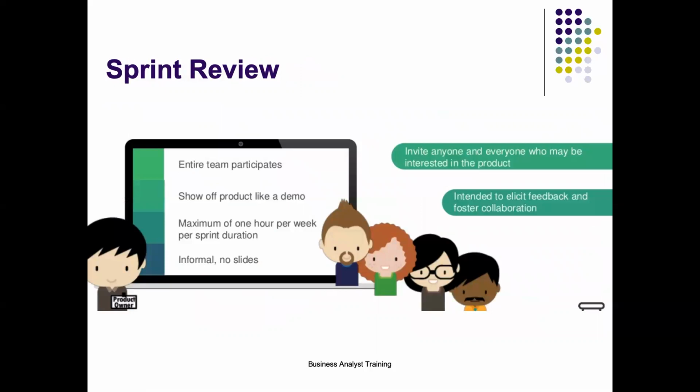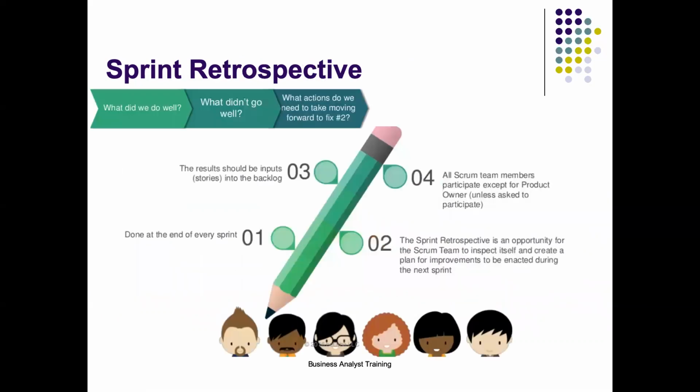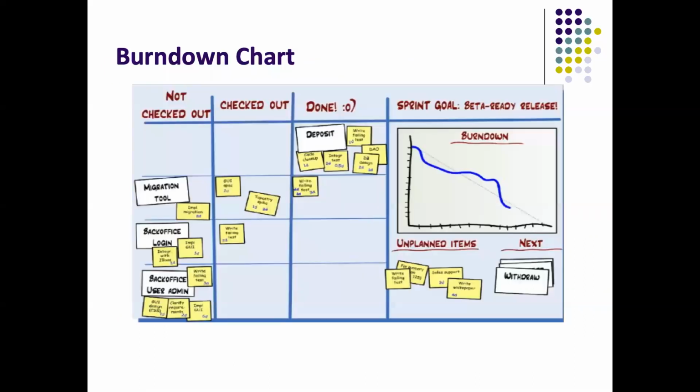Sprint review is where everyone from the Scrum team is invited, and whoever is interested in the product, right? And then you show off your product like a demo, no slides, nothing. It's very informal, right? You're just trying to showcase what you have built. Sprint retrospective: what did we do well, what didn't go well, and what are the actions we need to take moving forward. So these are three things you will discuss as a team. Again, the important factor here is the product owner is not required. When they are asked, then you can join. But as a product owner, you're not required in this meeting. When the team requires you, they can ask you to join.